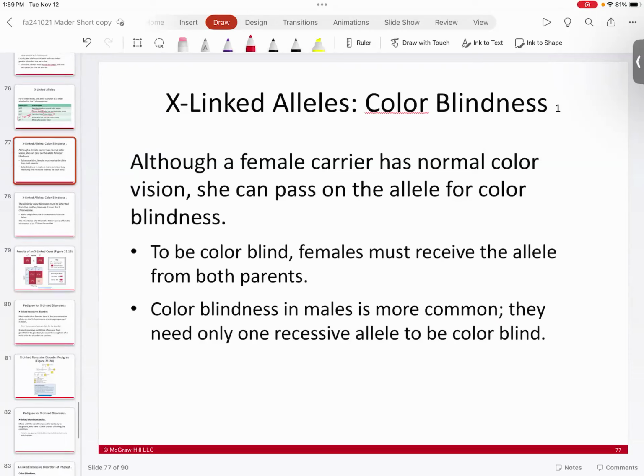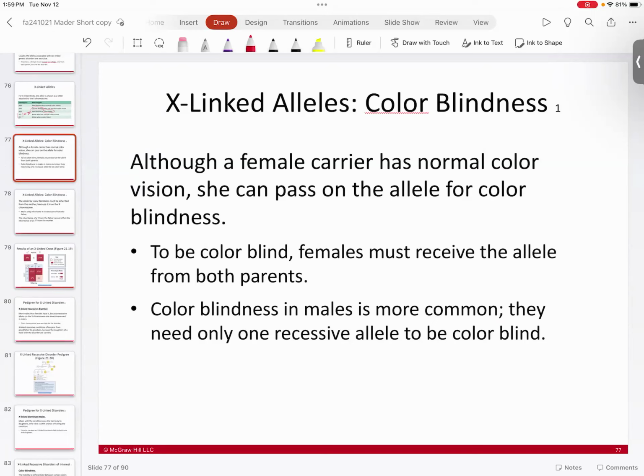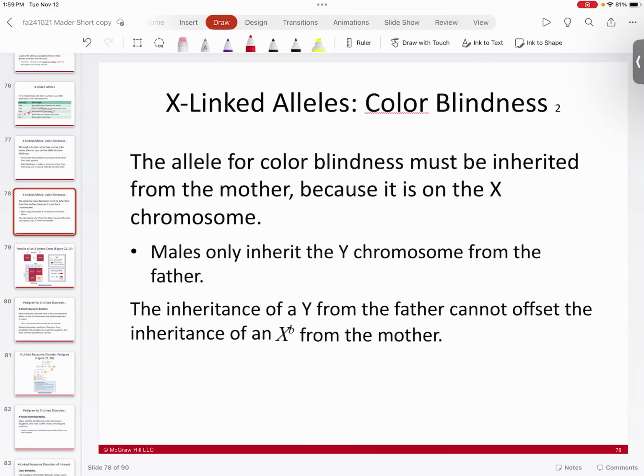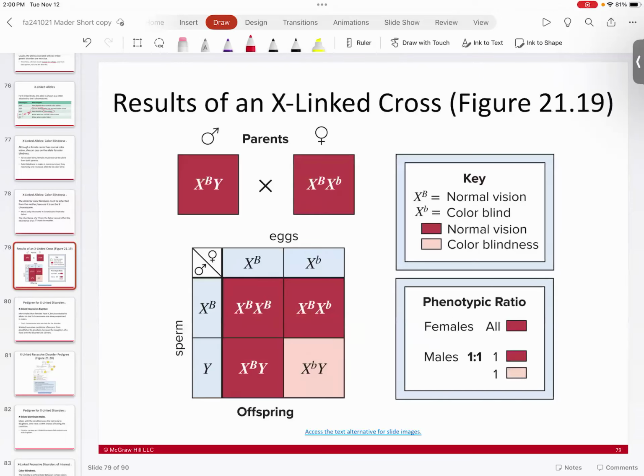And that's the reason why colorblindness and X-linked traits are typically more common in males: they only need one recessive allele in order to see it, because the Y chromosome doesn't have the same genes as the X chromosome. So color blindness and all X-linked traits basically are going to be coming from the mother, because the son always gets the X chromosome from the mother and the Y from dad. So that's kind of what it looks like.